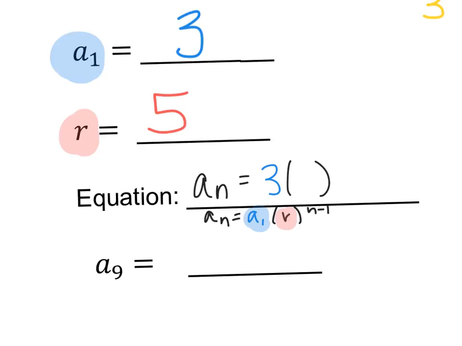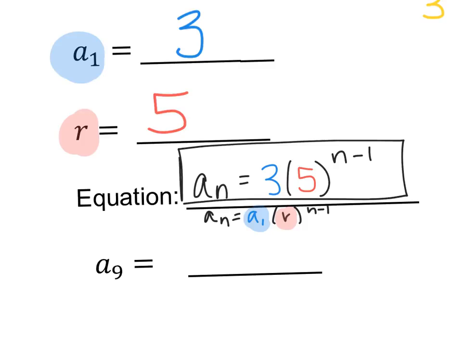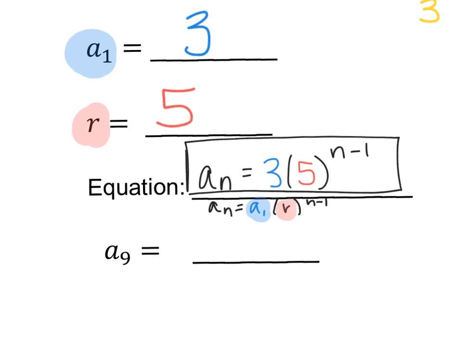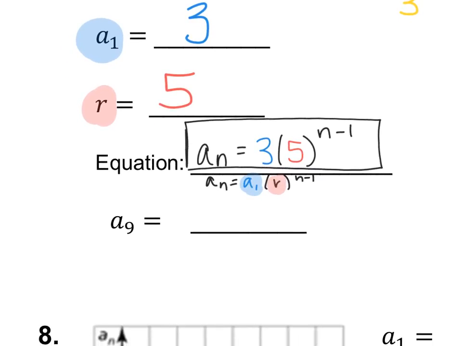Yeah, R was 5 in this one, so we're going to put 5 there. And then my exponent is n minus 1. Hey, look, there's my equation. And the beauty of that equation is that it can be used to find any number that I want to find. But what number is this problem asking me to find? What number does it specify that it wants? Good, it wants the 9th term. That's what it tells us down here, it wants the 9th term in the pattern.